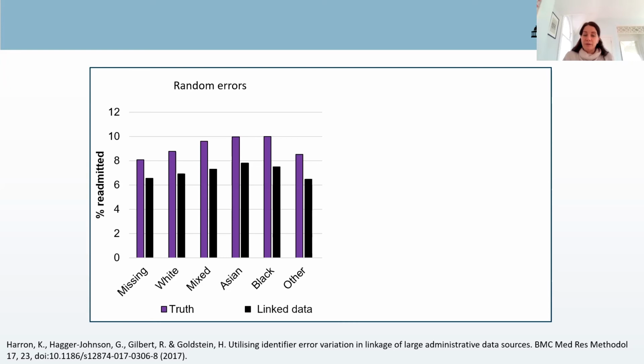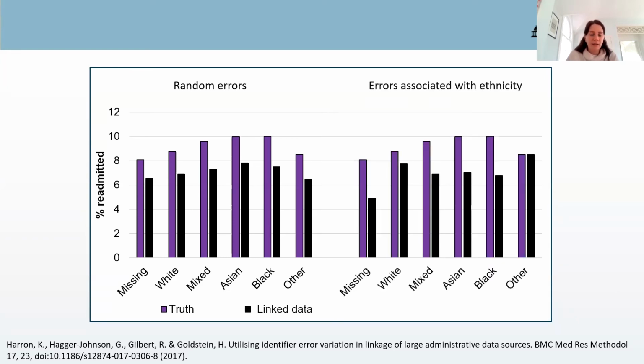So this is an example of the splitting that I talked about, where the same person's records aren't linked over time. But in this example, the relative differences between the groups are retained, so we might still be able to make some valid inferences from the data. But if the missed matches affect different groups in different ways, then you can see the relationship between ethnicity and readmission completely changes.